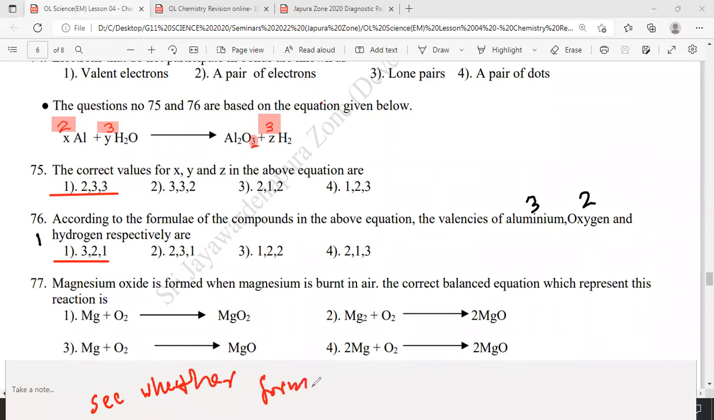See whether the chemical formula is correct before balancing. If the formula is wrong, then there is no point in checking the balancing. Again, I am telling this: see whether the chemical formulas of the compounds are correct before balancing. So we'll check each answer one by one, whether the chemical formulas of magnesium oxide and oxygen are correct before balancing. Without checking whether the chemical formula is correct or wrong before balancing, you will be in trouble. Sometimes you will select the wrong answer.